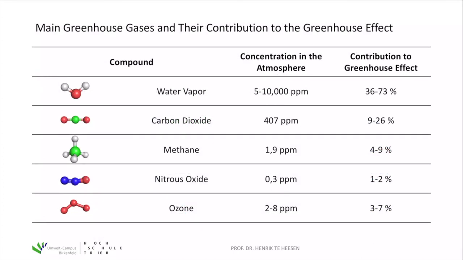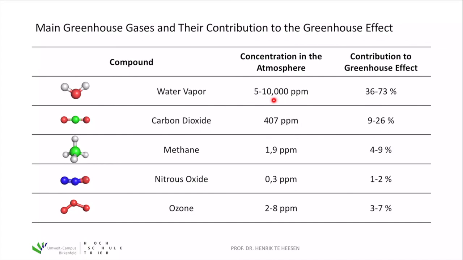Before going into the details of how these molecules contribute to the greenhouse effect, how they are able to absorb and emit heat radiation, let's have a quick look at the main greenhouse gases and their contribution. We have five main compounds: water vapor with the highest concentration, carbon dioxide, methane, nitrous oxide, and ozone. What you can see here in this column is the concentration in the atmosphere. Of course, the concentration varies heavily.